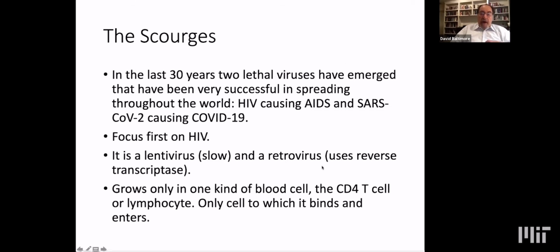They are retroviruses. They use reverse transcription because they send their genetic information from DNA to RNA and back to DNA and back to RNA. They grow only in one kind of blood cell. It's called the CD4 T cell or lymphocyte. And it's the only cell to which they can bind, because the CD4 molecule on the surface of the cell is what they bind to.